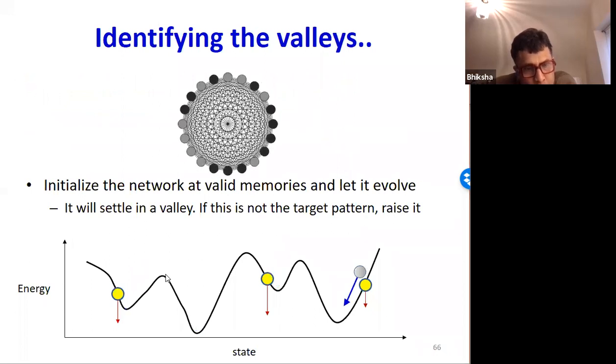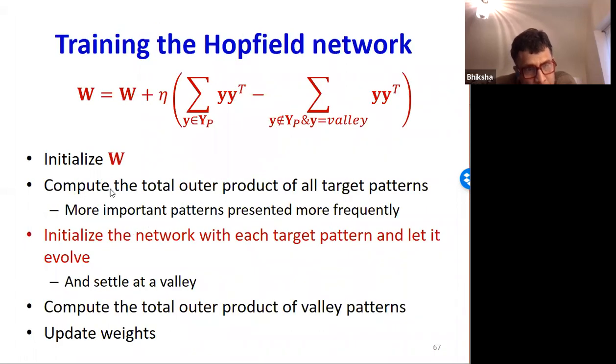So here's what you will do. You can initialize the network at a valid memory and let it evolve. It'll settle in a valley. And if this valley it settles in is not the target pattern, you're going to raise it. So you initialize your W. You compute the total outer product for all the target patterns. Again, more important patterns can be presented more frequently. Then you initialize the network with each target pattern and let it evolve. And it's going to settle at the nearest valley.